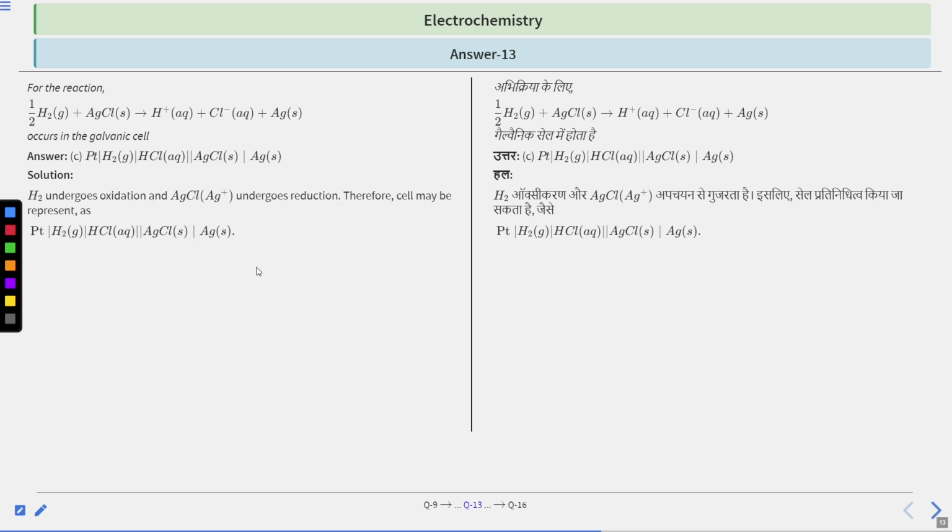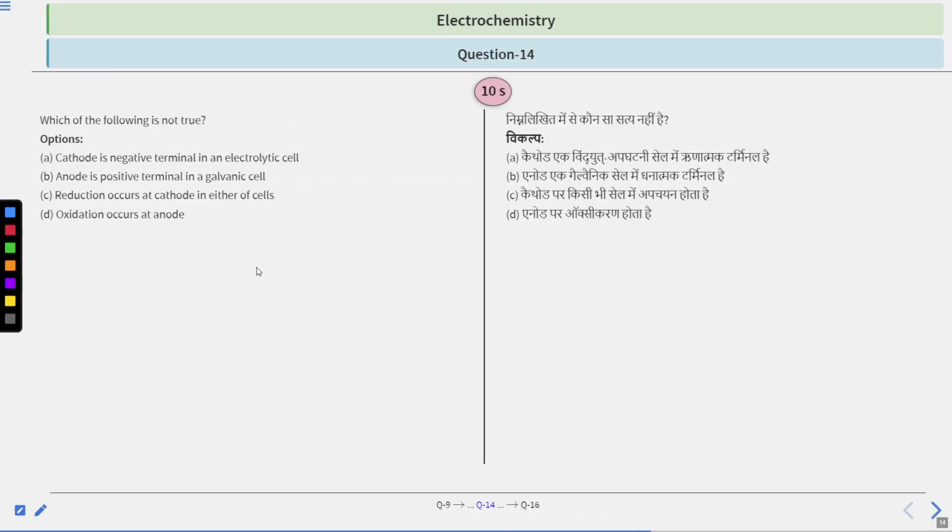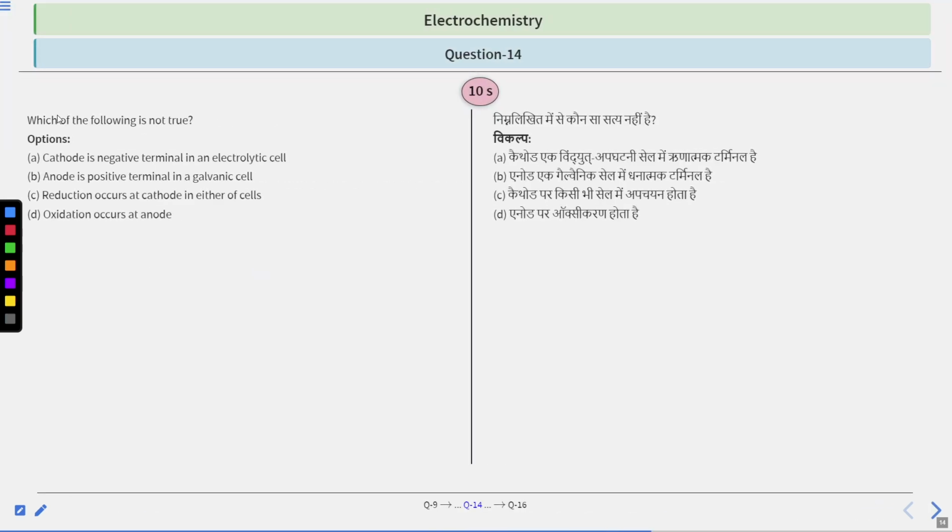Okay, let's move to the next one. That is question number 14. Which of the following is not true? We have to select among the options which option is not the true statement.